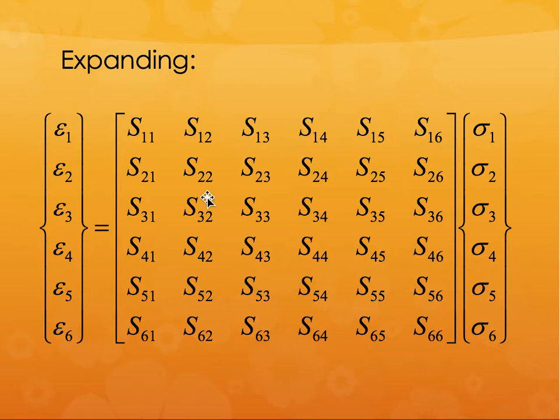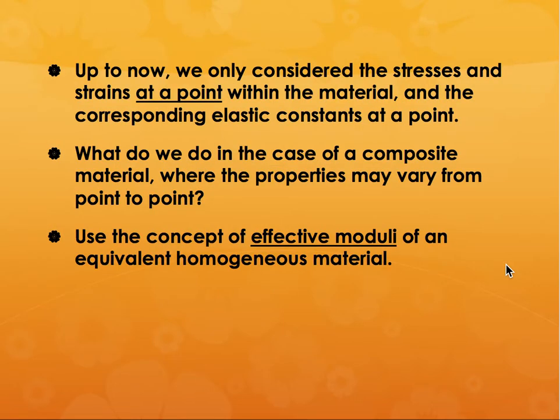So if you expand that, this is how it is going to be. You can also reverse that and put sigma in terms of Cij times epsilon j.